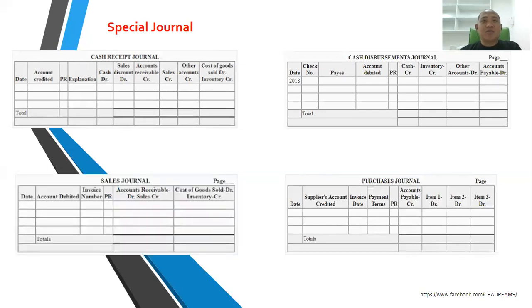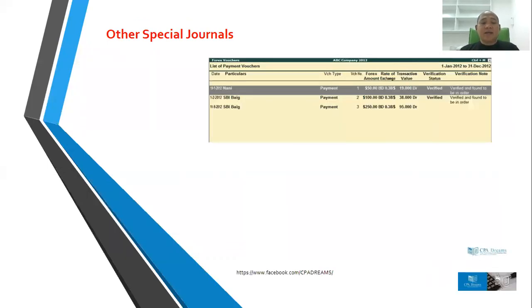Now you have the sales journal. Here, all transactions involving the sale of merchandise or the sale of services. And then we also have the purchases journal, all transactions involving the purchase of merchandise for regular sale. What else are other special journals? We have here the voucher register. This is used in the voucher system, for all transactions involving payment of cash immediately or in the future.